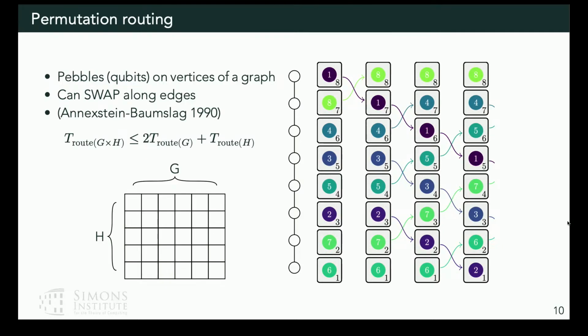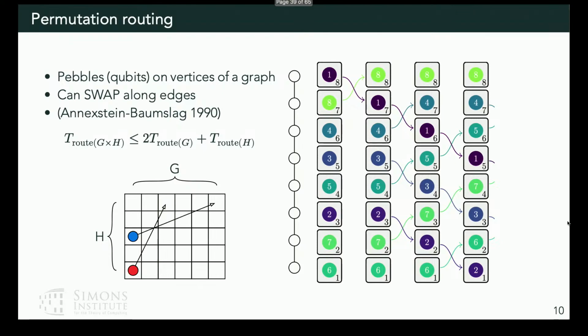And we use this nice result of Annexstein and Baumslag from 1990, which tells us that if we know how to route along 2 graphs, G and H, then we actually know how to route along the product graph, the Cartesian product, with not too much loss in the parameters. What we're going to do is use the routing in both of these graphs as subroutines for the full thing.